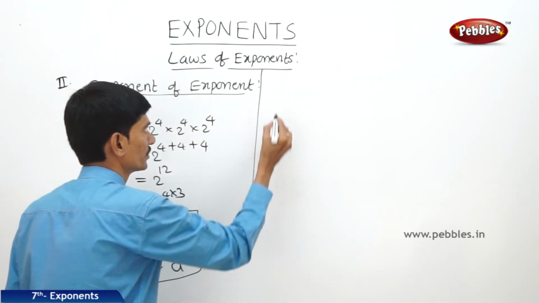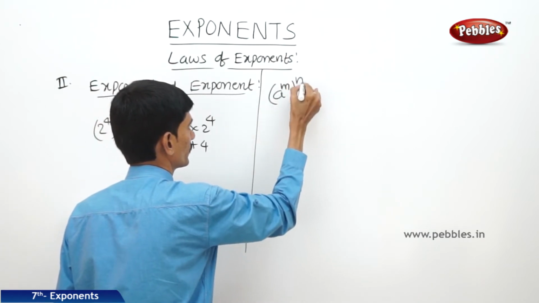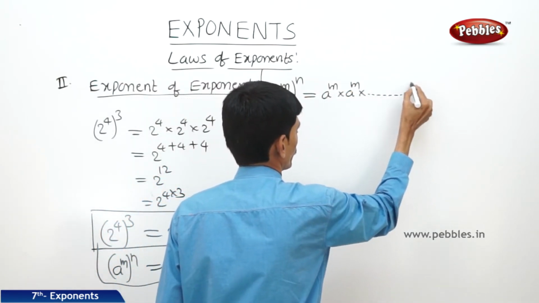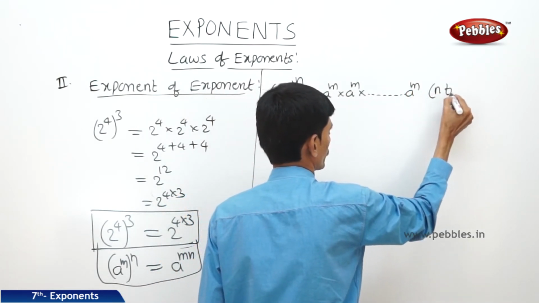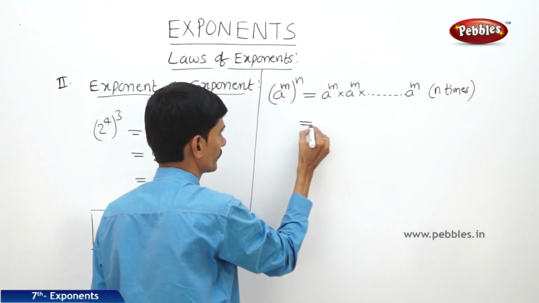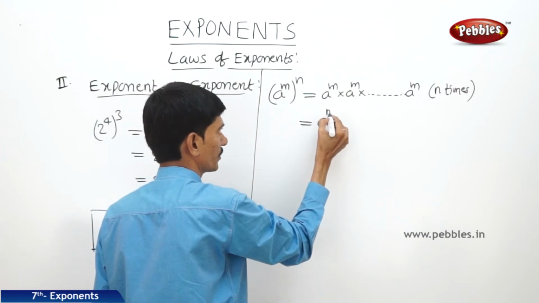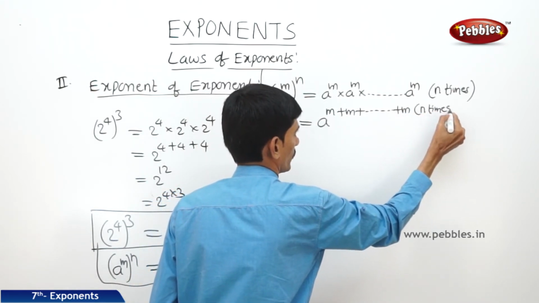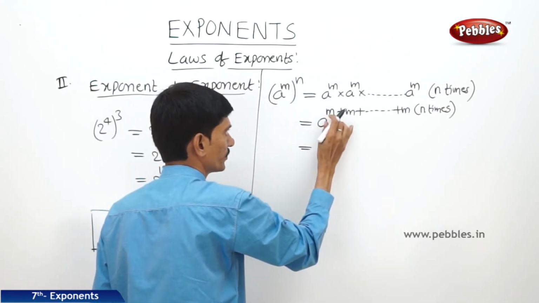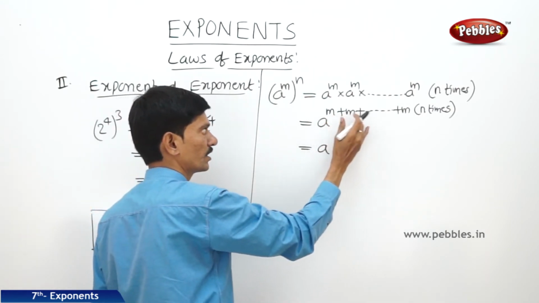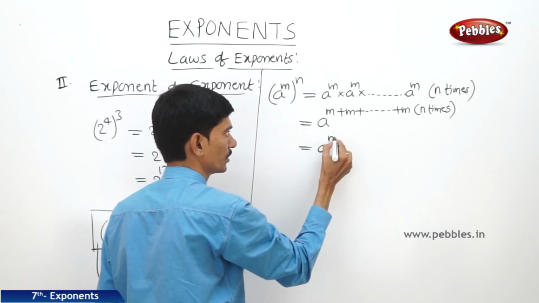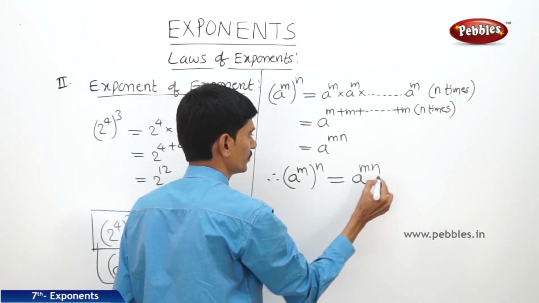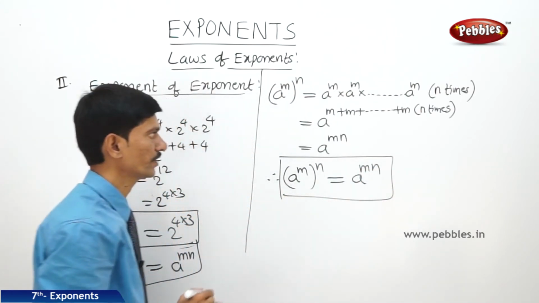Now let us prove this formula. a to the power of m whole to the power of n equals a to the power of m into a to the power of m, and so on, into a to the power of m. So in total it is multiplied n times, and this equals a to the power of, using the first law of exponents, m plus, and so on, plus m, n times. Now this equals a to the power of, if m is added 3 times we get 3m, if m is added 10 times we get 10m, if m is added n times we get mn. So therefore a to the power of m whole to the power of n equals a to the power of m into n. So this is the second law of exponents.